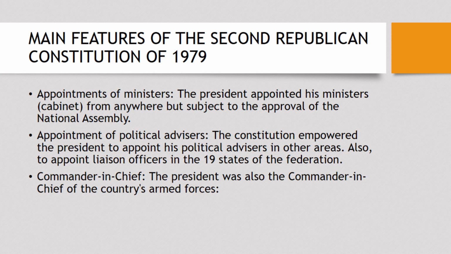And that is one of the main features of the Second Republican Constitution of 1979. The president could appoint ministers, but the ministers were subject to the approval of the National Assembly. Another feature of the Second Republican Constitution of 1979 is appointment of political advisors. The Constitution empowers the president to appoint his political advisors in other areas.